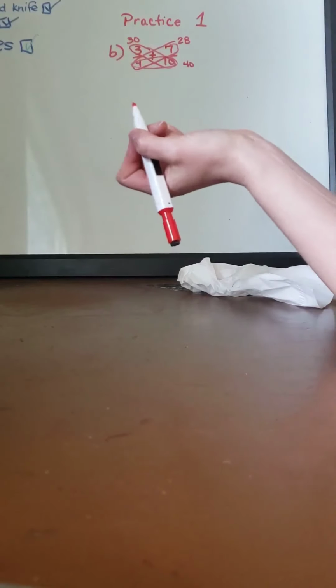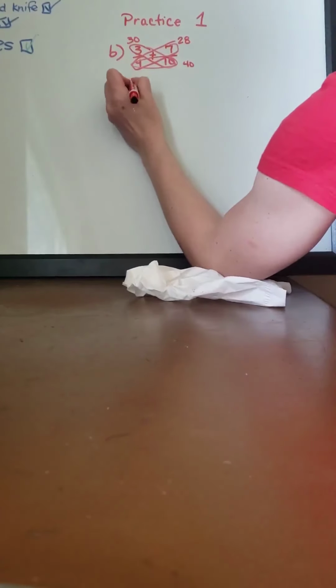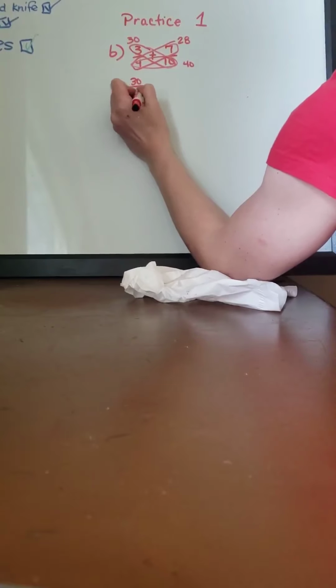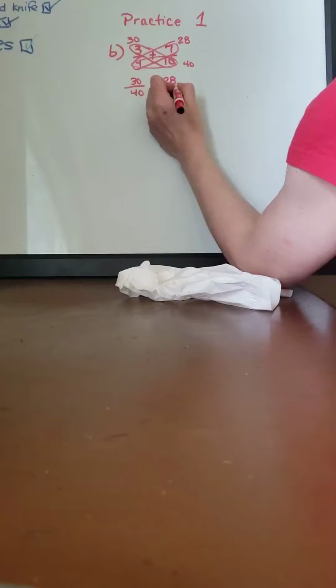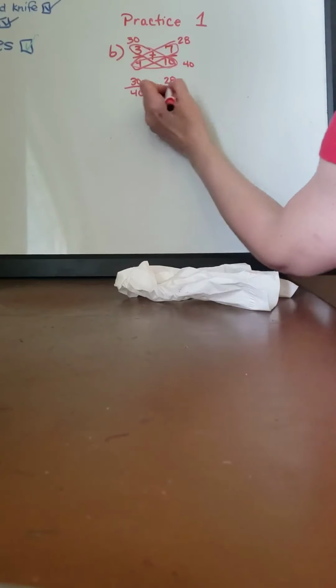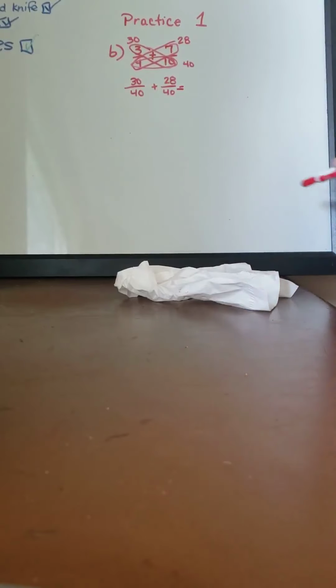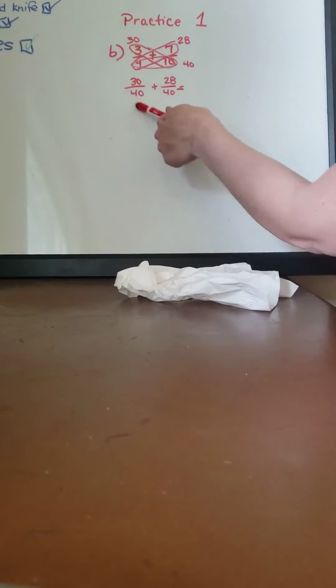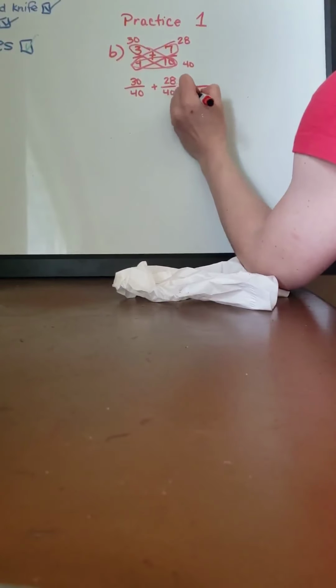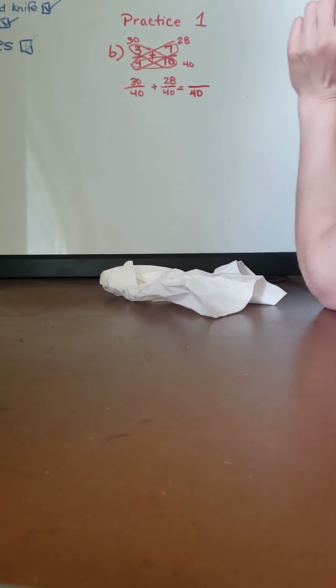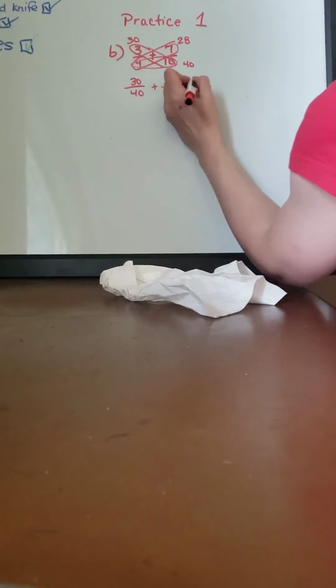So if we were to rewrite this, we would have 30/40ths plus 28/40ths. Okay? Then we need to add these together. Now remember, when we add with the same denominator, our denominator does not change. So we're going to have 40 in the bottom, and then 30 plus 28 for our numerator, which is 58.